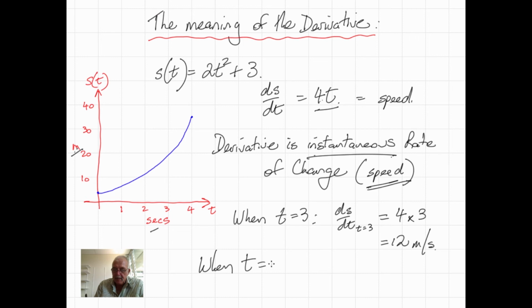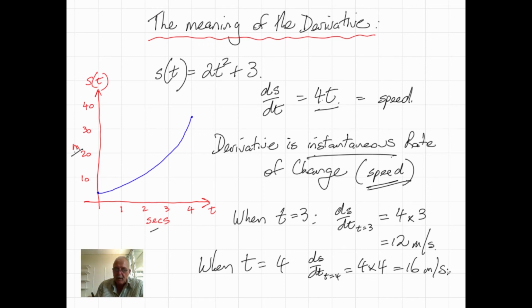When t equals 4, ds dt equals 4 times 4 equals 16 meters per second.